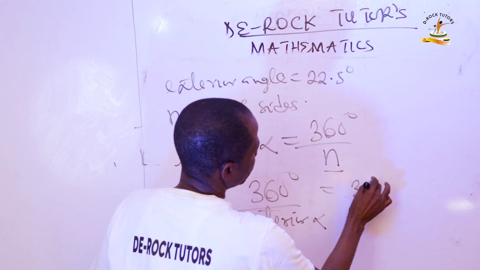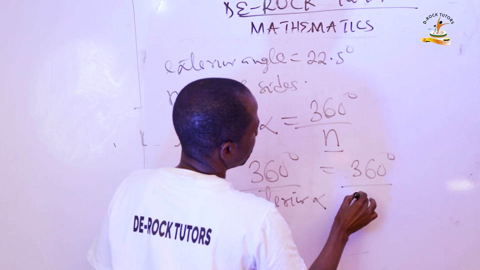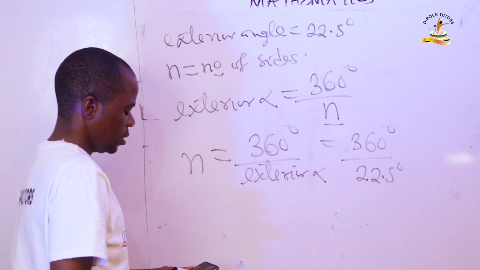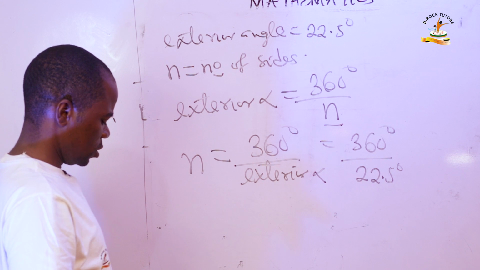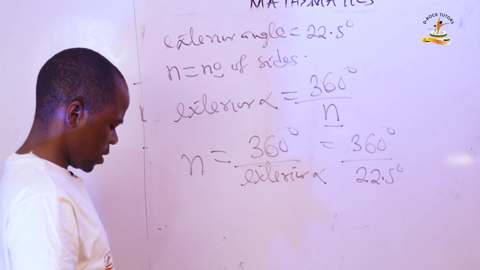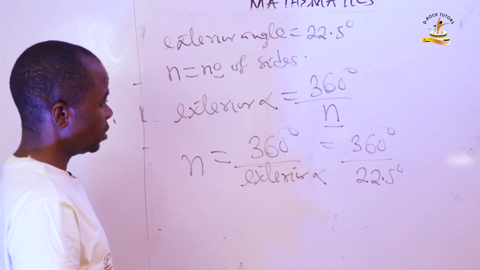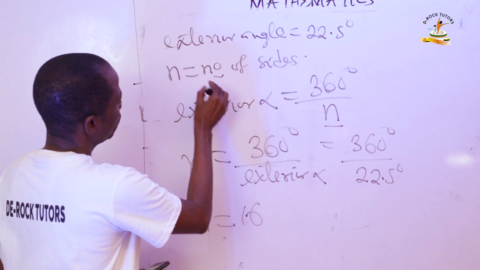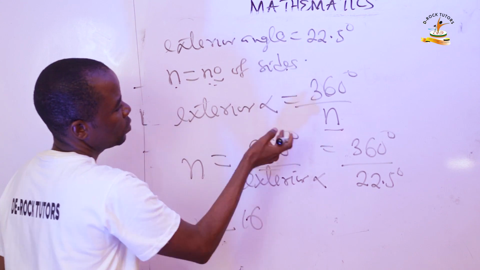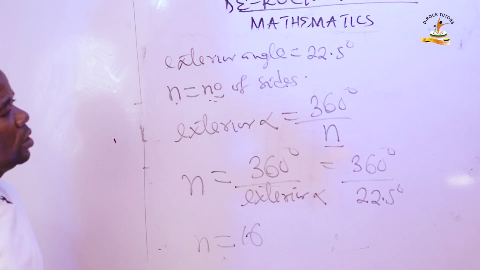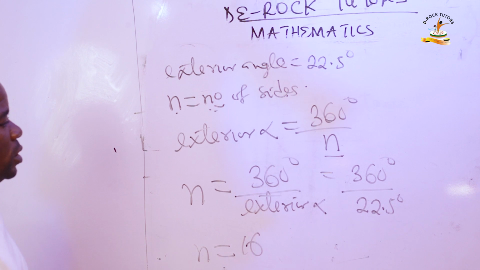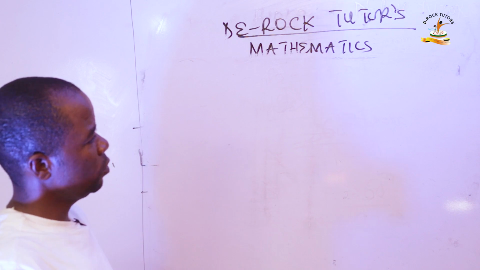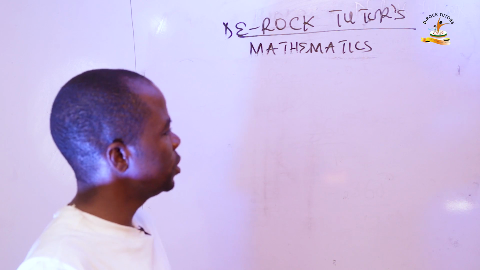That will become 360 degrees divided by 22.5 degrees. If you use a calculator, 360 divided by 22.5 gives us 16. So n is equal to 16, and don't forget, n is the number of sides. So the number of sides of this regular polygon is 16. That is option D.